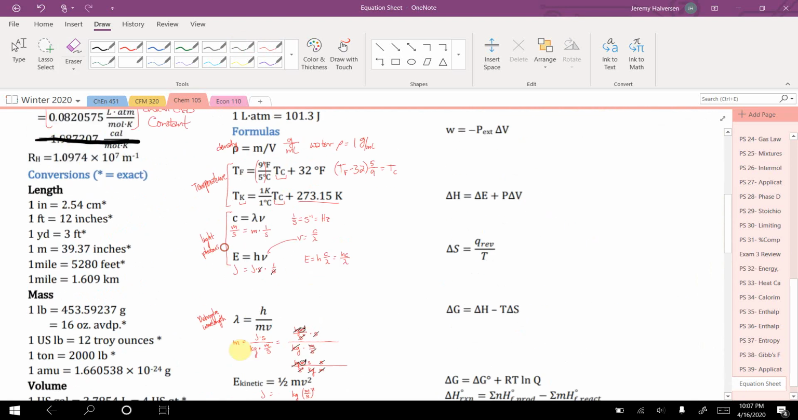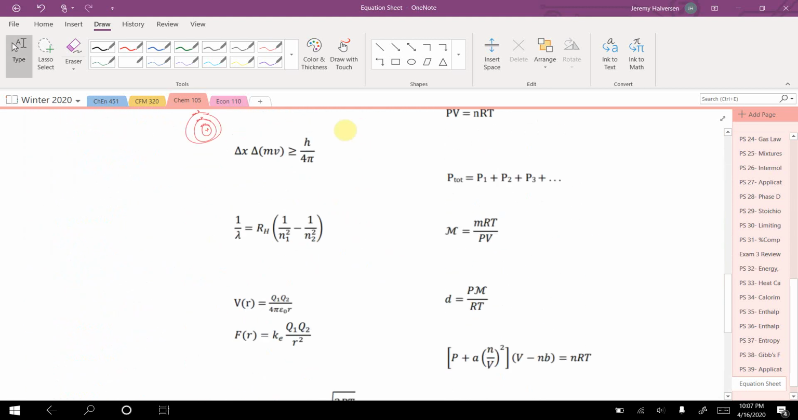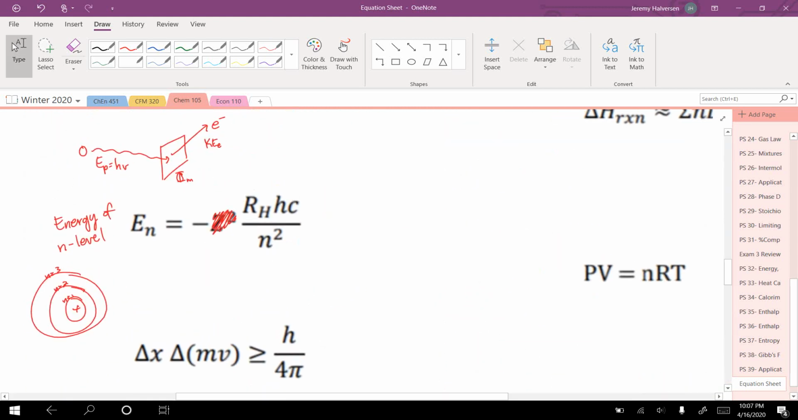RH is in units of 1/meters. Energy should be in joules. My RH is 1 over meters, my h is joules times seconds, and my c is meters per second. Joules equals 1 over meters times joules times seconds times meters per second. So we get meters canceling and we get seconds canceling. We're left with joules, which is what we want.